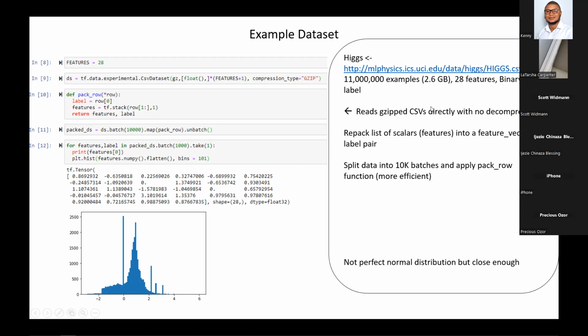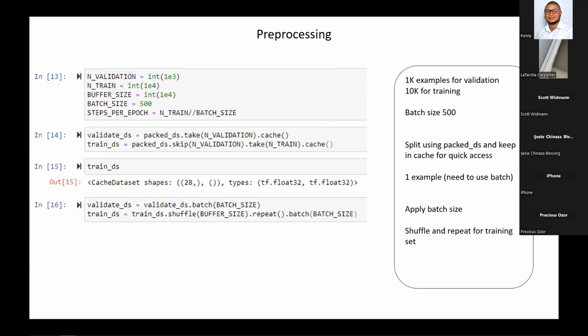And we do some cleaning of the data, repack into a feature vector, and then we're going to split the data into 10,000 batches, which is more efficient than trying to do everything at once. 1,000 examples for validation, 10,000 for training. Our batch size is 500. We're going to apply our batch size and shuffle and repeat for the training set to mix up the data, so it's not seeing the same set of data for each batch.